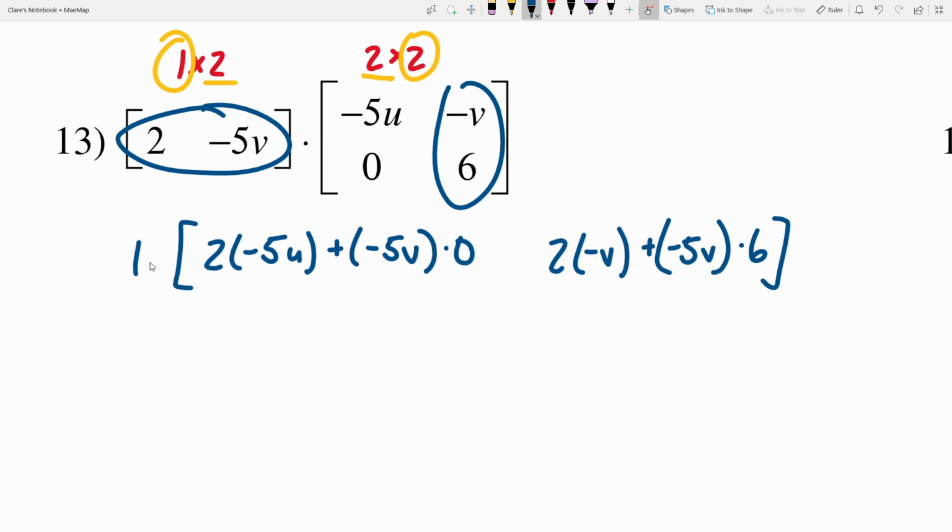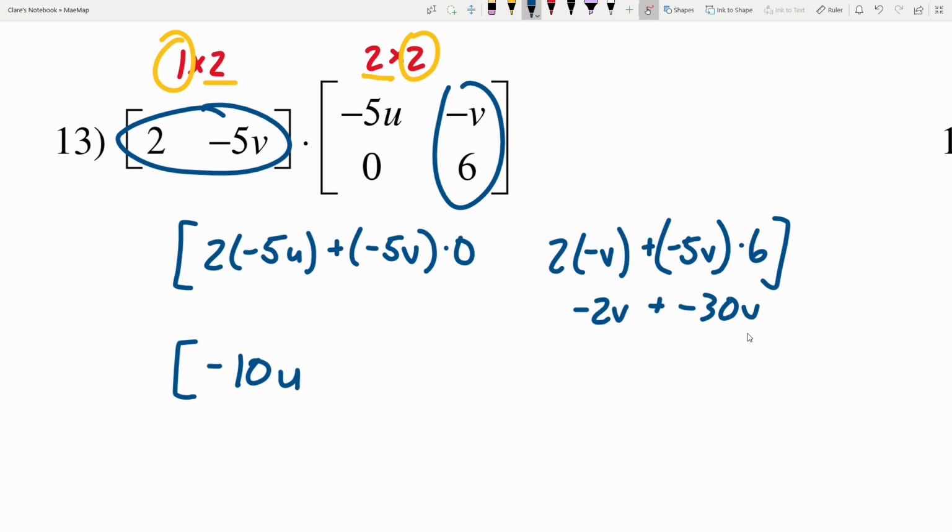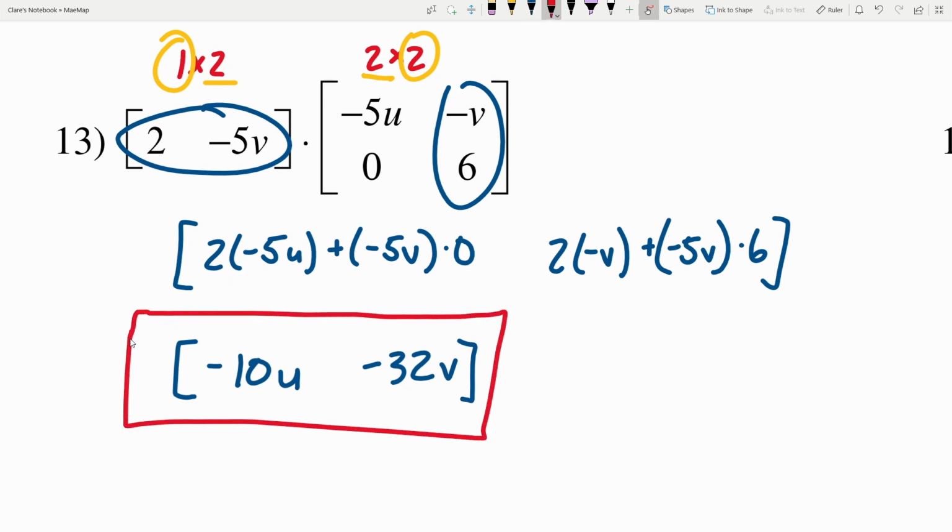So you can see I have a 1 by 2 matrix. Let's go ahead and finish this out. 2 times negative 5 times u is going to be negative 10u, and that's going to be added to 0. So negative 10u, and then for my second part, I have 2 times negative v, which is a negative 2v, plus negative 5v times 6, which is a negative 30v. Negative 2 plus negative 30, because I have like terms, is going to be a negative 32v. So my solution in number 13 is negative 10u, negative 32v.